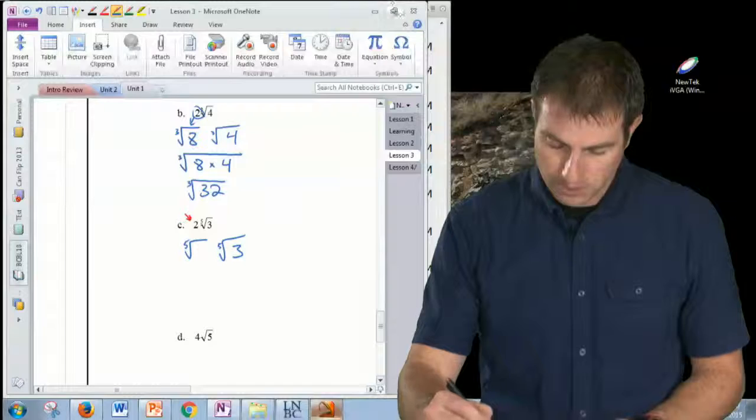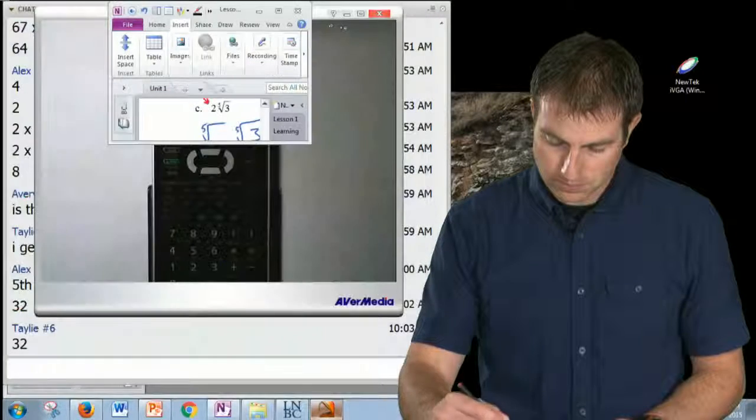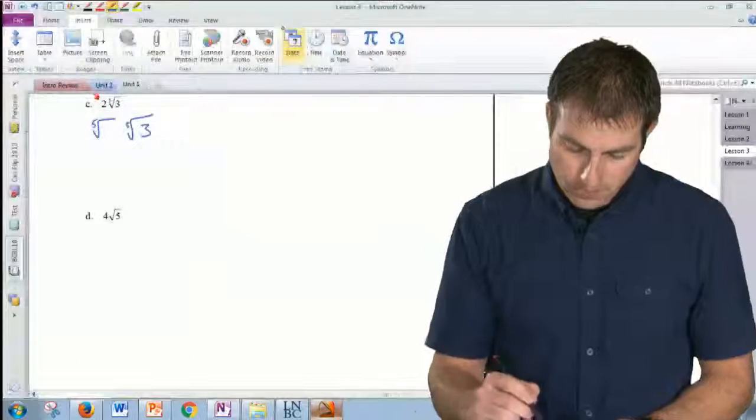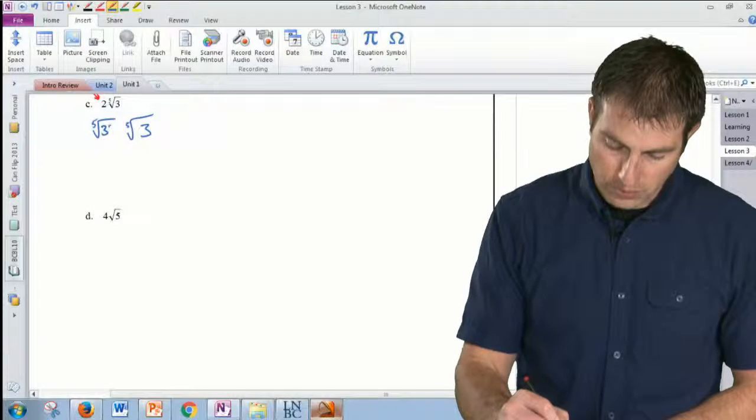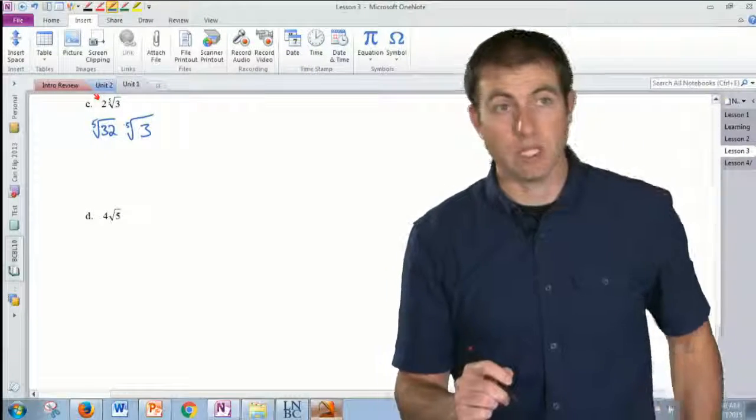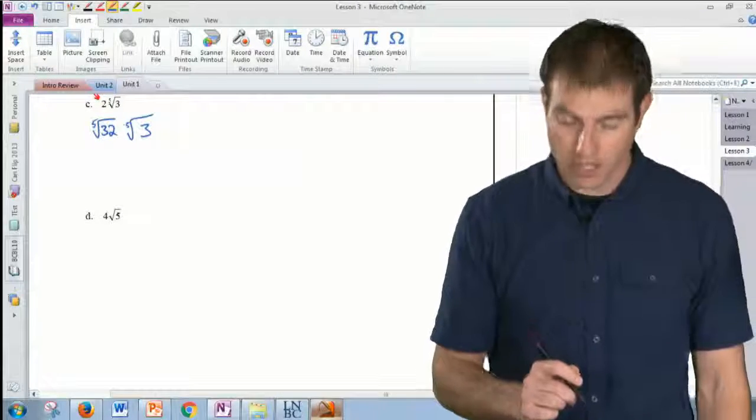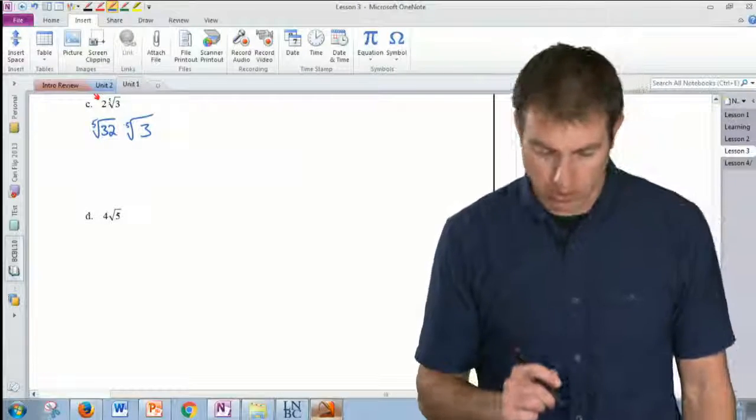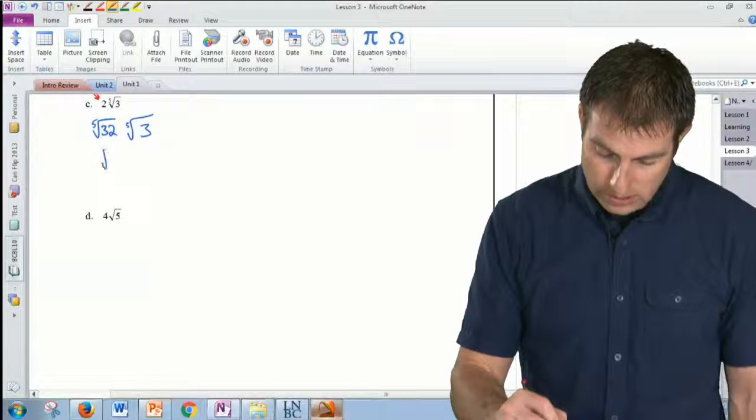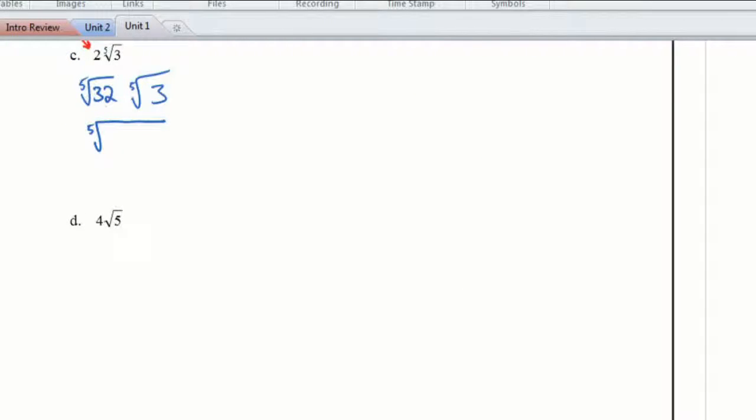Back to my worksheet here. All right, so I know that the fifth root of 32 gives me 2. Taylor and Alex both on it, which is really good. And then I can write this as an entire one. So I'm going to put the 5 out front. I have my 32 times my 3. 32 times 3 is going to be 96. And I get the fifth root of 96.